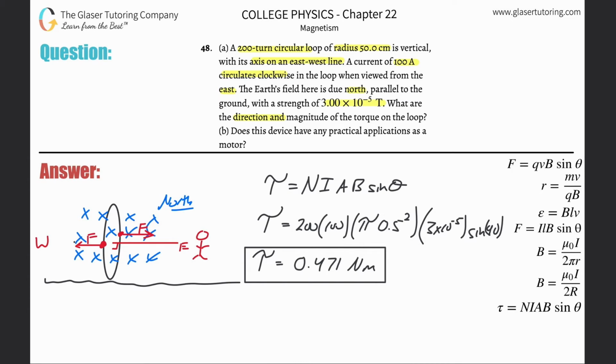So now what you have to do is look at this. Pretend here's the middle of the loop. If you have a force pointing this direction on the back side of the loop, and then you have a force pointing in this direction, which way is the loop going to rotate? Well, it looks to me like the loop is going to rotate like this. It's going to rotate around like that.